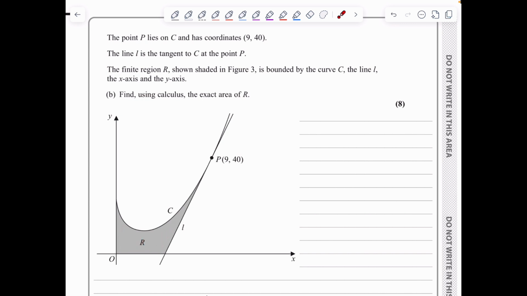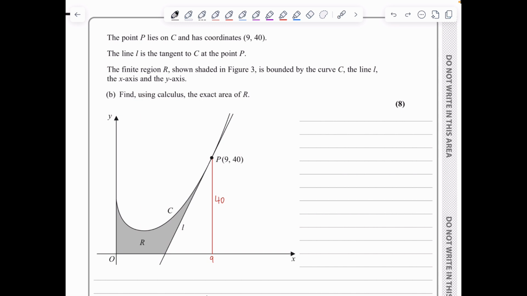So the first thing to do for me is to drop the perpendicular from P onto the x-axis, and we know that this distance here is the y-coordinate of point P, which is 40. So the idea is for me to use integration to find all of this area and then deduct the area of the triangle here. So it's an 8-mark question, so there's a lot of work involved, and I will first start by trying to get the equation of the tangent, because I will need the cut on the x-axis for me to proceed in finding the area of this triangle here.